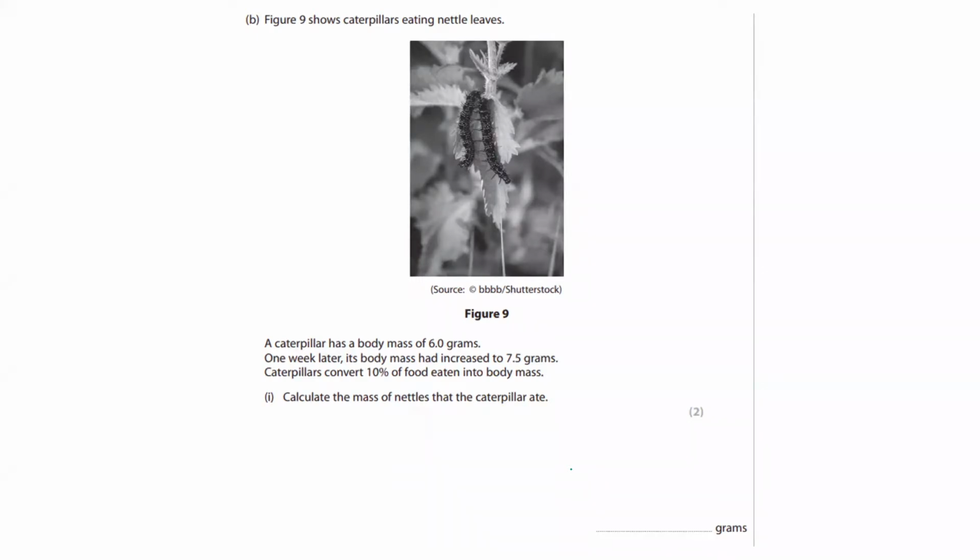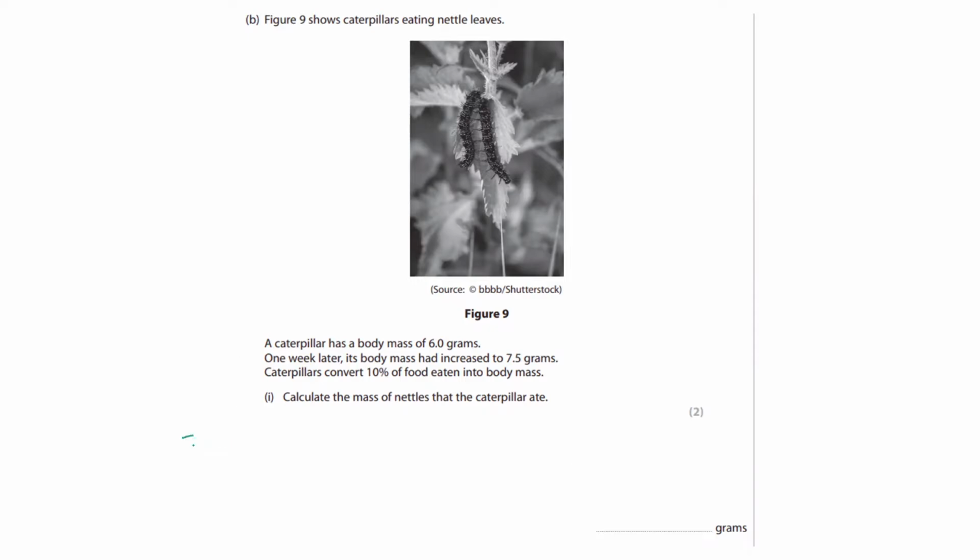A caterpillar has a body mass of 6 grams. They're not very big, are they? One week later, its body mass had increased to 7.5 grams. Caterpillars convert 10% of food eaten into body mass. Calculate the mass of nettles that the caterpillar ate.